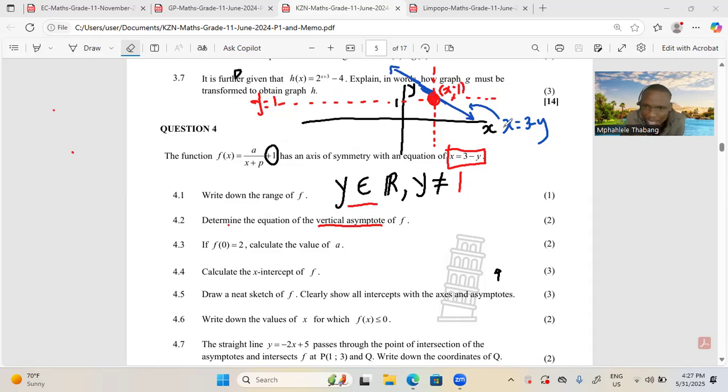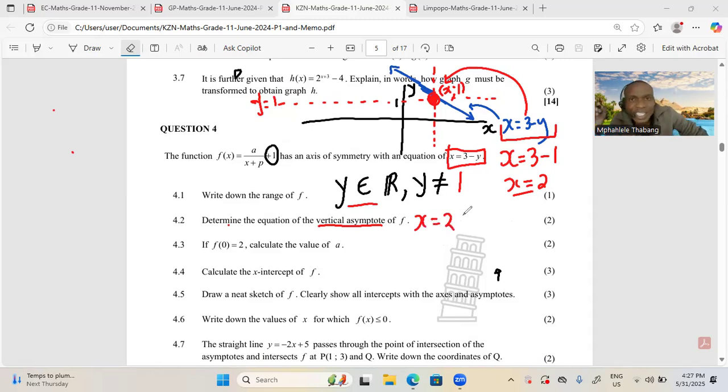So I will use the axis of symmetry. Why do I use the axis of symmetry? Because it passes at this point. And then I say, x, which I don't know, equals 3 minus, I know y, it's 1. Therefore, x equals 2. So the equation of the vertical asymptote for 4.2 is x equals 2.